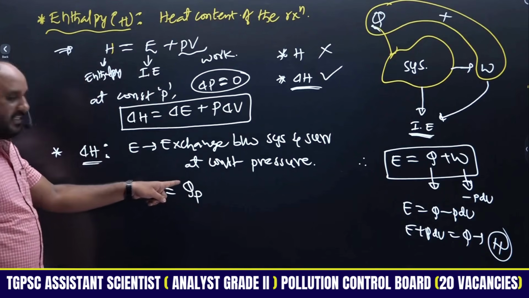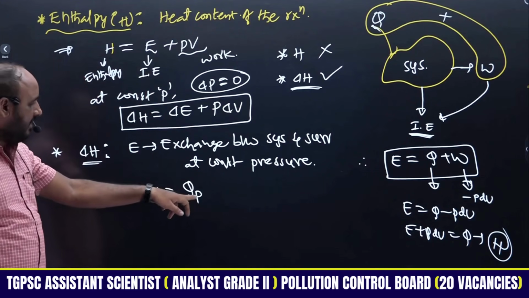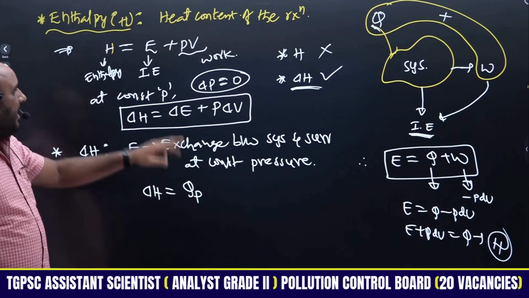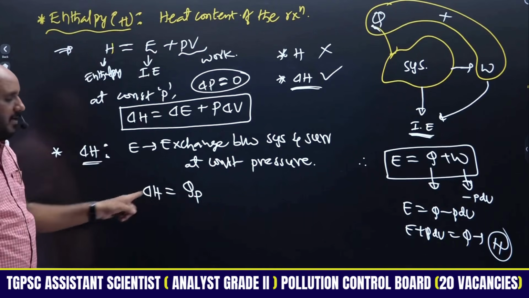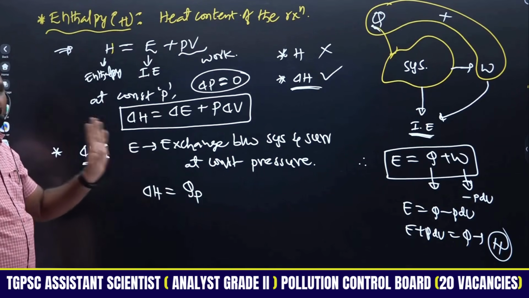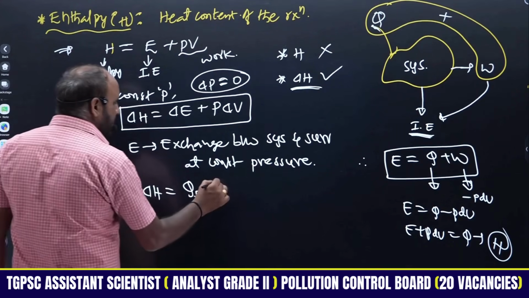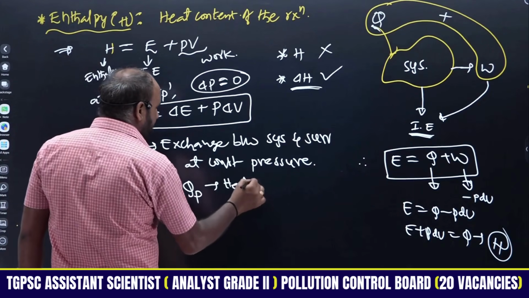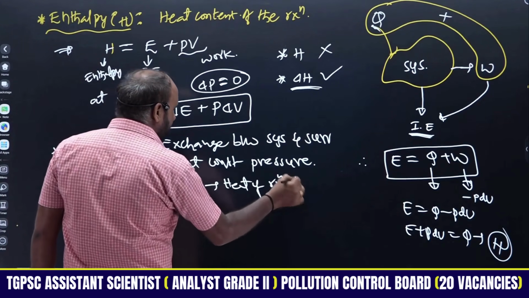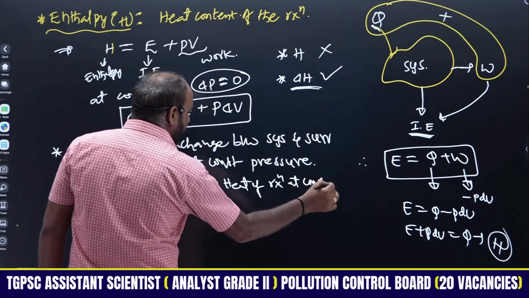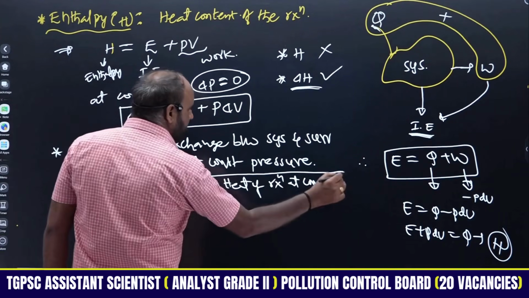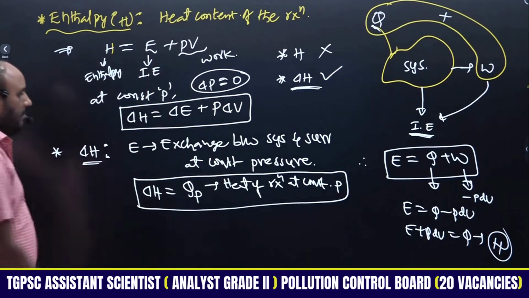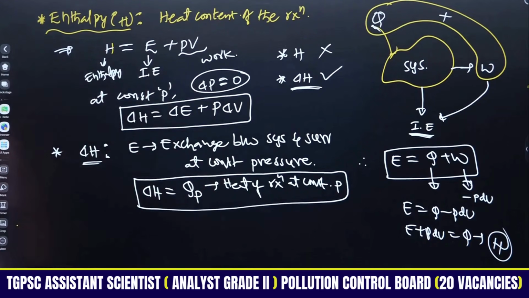Q is the heat energy exchanged at constant pressure. At constant volume it will be internal energy, at constant pressure it will be enthalpy. This we have to remember. Therefore it is the heat of reaction at constant pressure, which is known as the change of enthalpy, right?